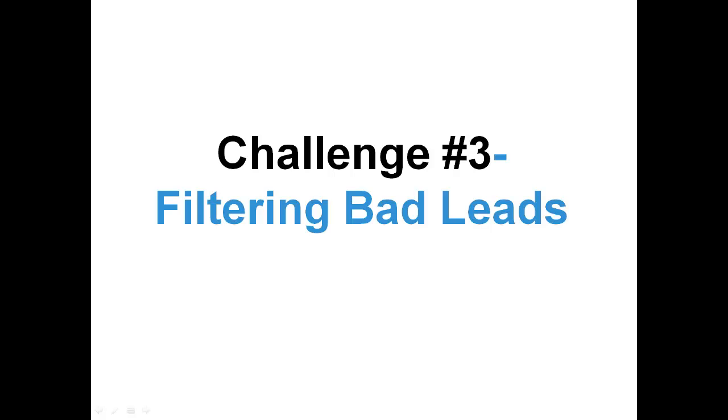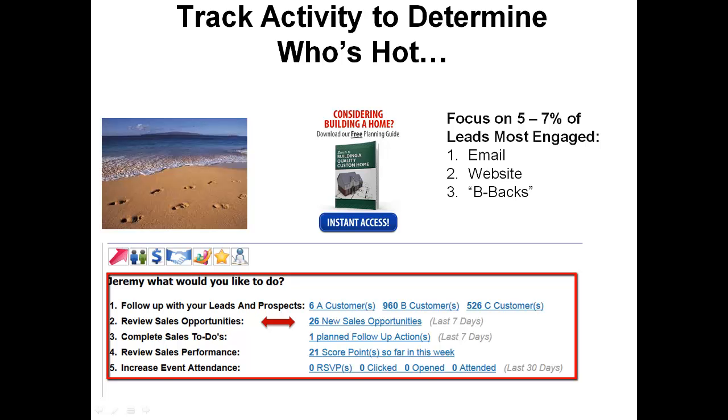Now, challenge number 3 is how do you know what leads are most likely to buy from you? This is a filtering process, and this is where we use a technology called web marketing automation. What's important to note is that if you have 100 leads in your database, only about 5 to 7% are active at any one time. It's a sobering thought that 93 to 95 of them aren't really engaged with you at any one time. So what web marketing automation does is filter out all the bad leads, and it will then show you who the good leads are.